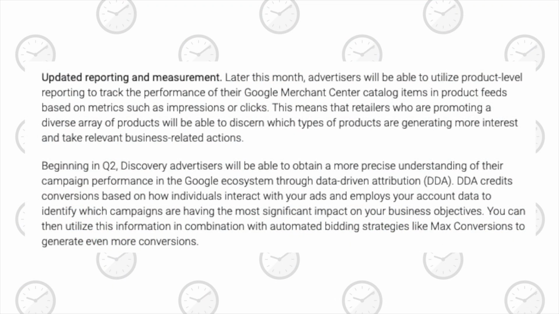The second part of this announcement is they say they're improving reporting and measurement. So they say product level reporting will launch later this month. Quote, advertisers can track how their Google Merchant Center catalog items are performing in product feeds against metrics like impressions and clicks. Discovery advertisers will also be able to use data-driven attribution. And they talked about how people saw an increase in conversions with using DDA, and I'm like, yeah, because it's Google picking the attribution, whatever.